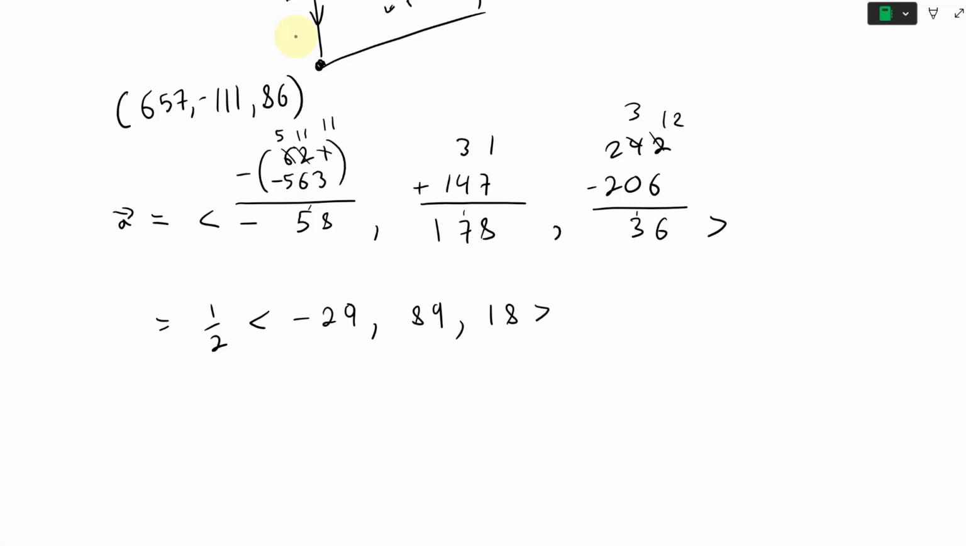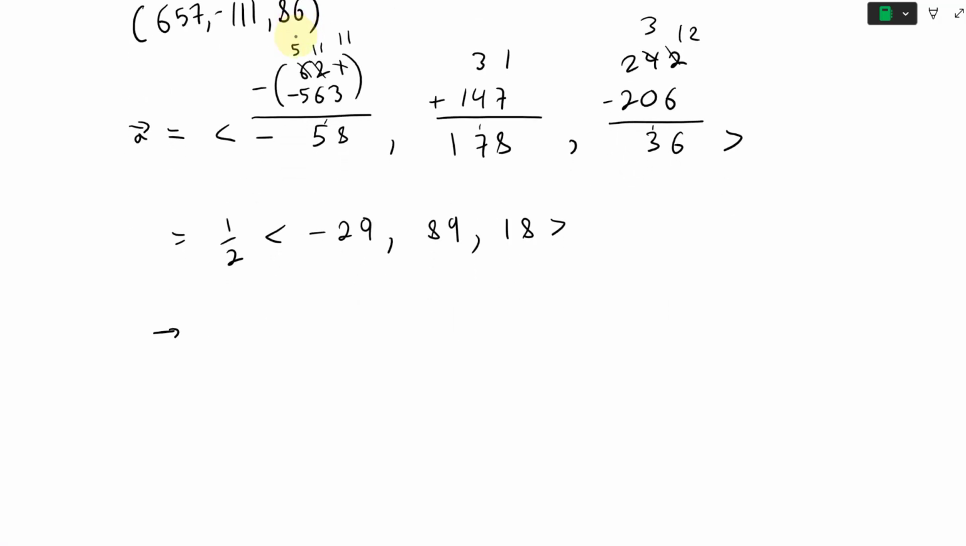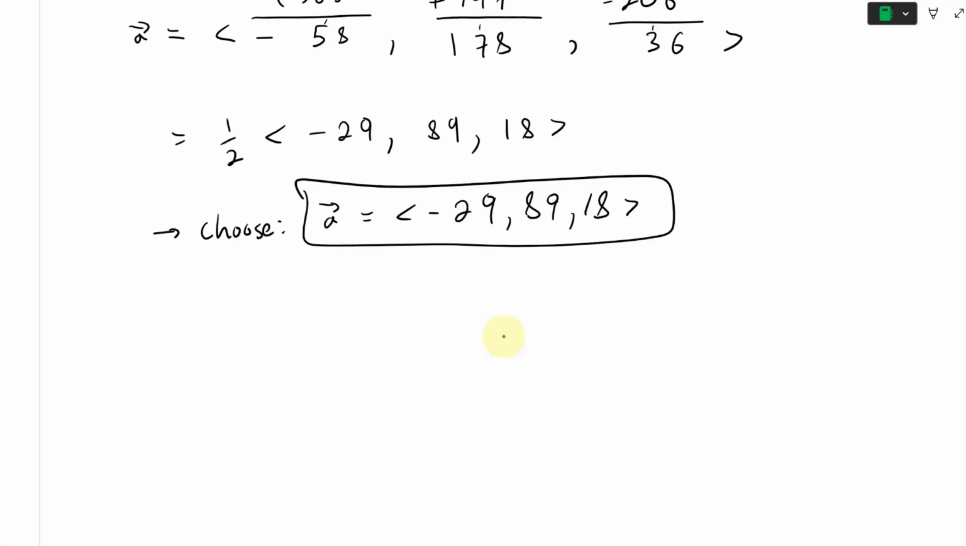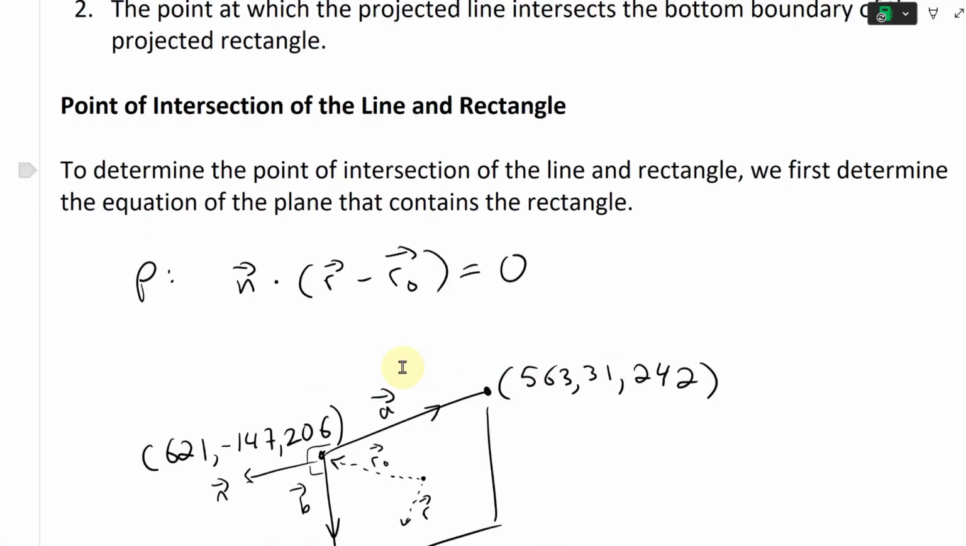All right, so we have that, and let's just choose the simpler one. Choose A, just this vector to be equal to negative 29, 89, and 18, because we don't care about the magnitude. All right, now the next one is, well, let's find the B vector. This equals 2, and we're going to do the same setup. All right, so the B vector is right over here.